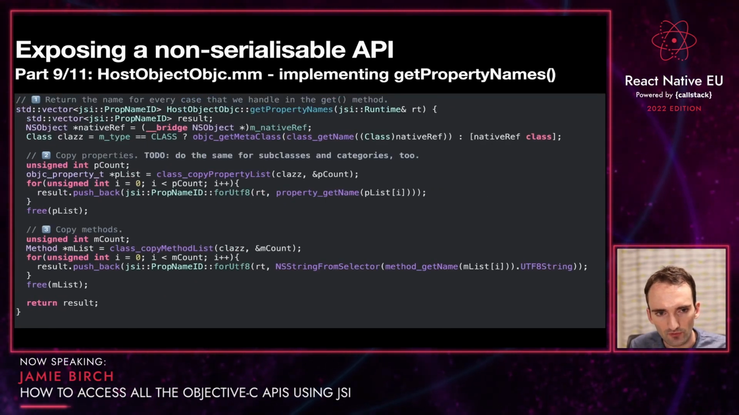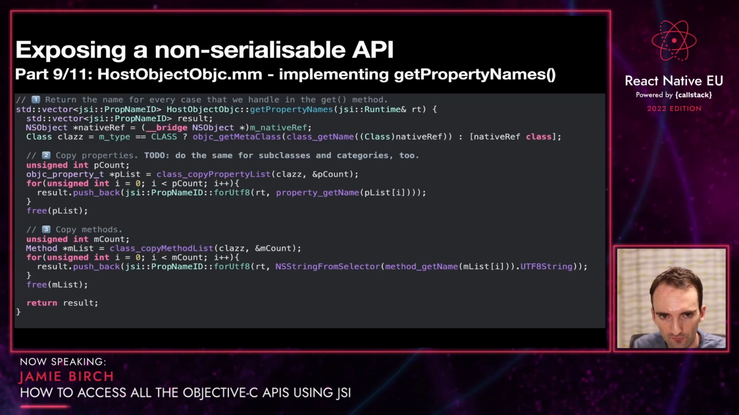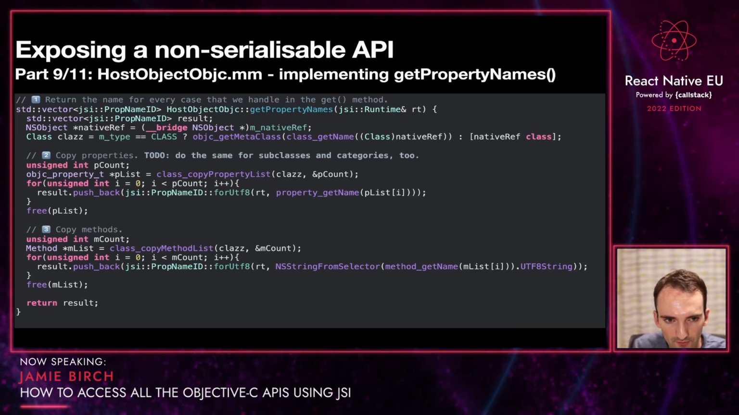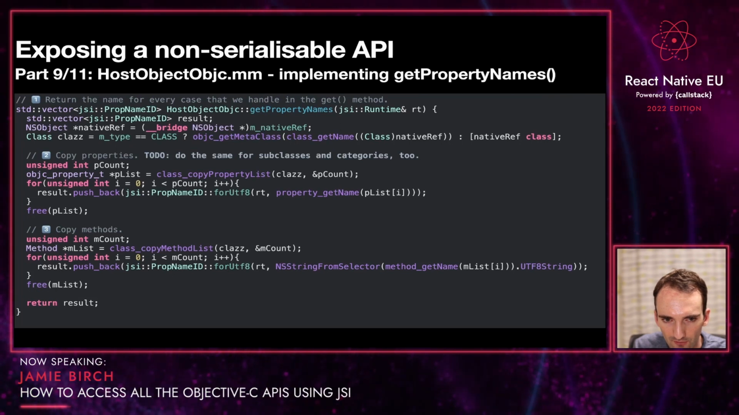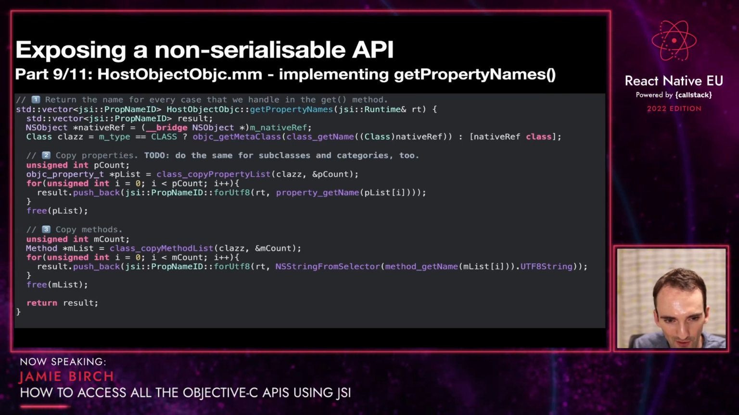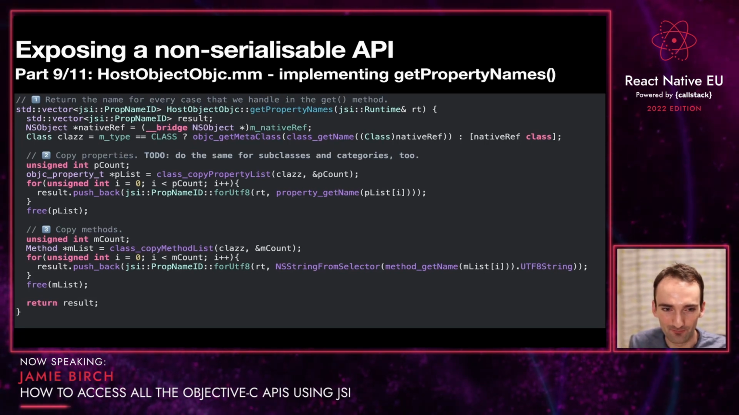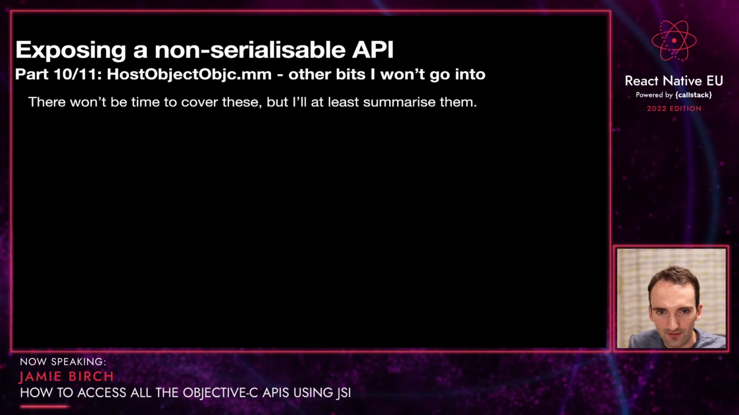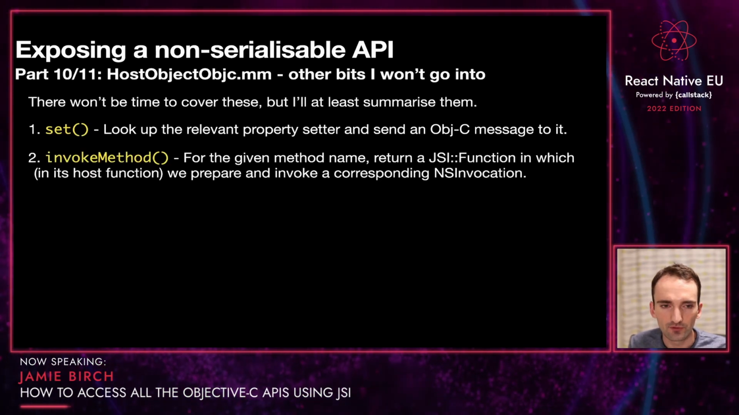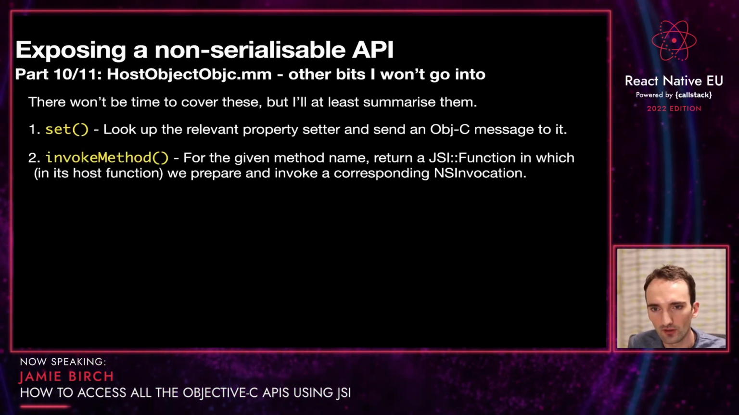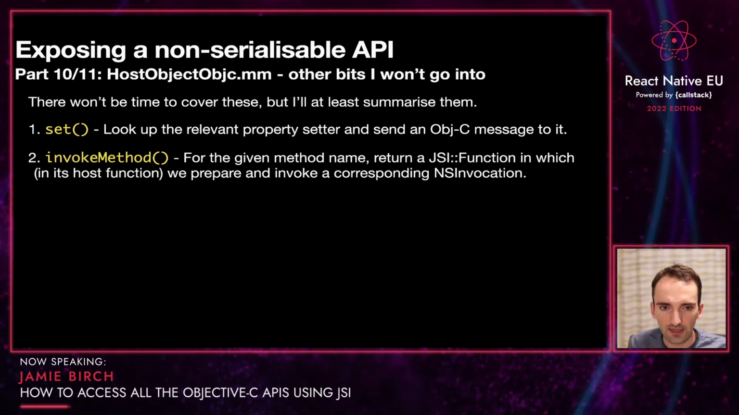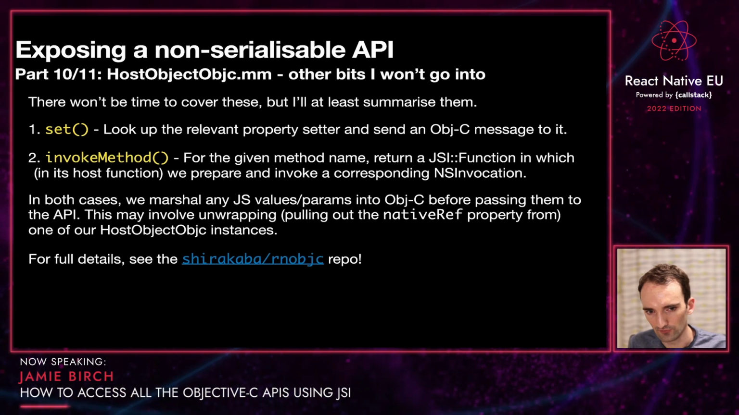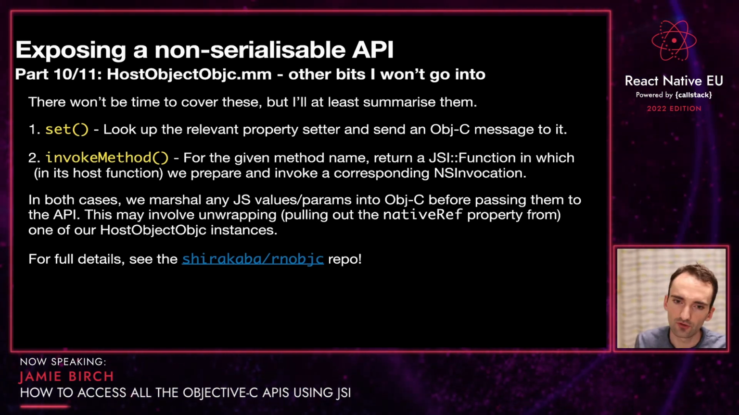Get property names, I'll just breeze over this. Bunch of Objective-C metaprogramming. We will copy the... you know what, I don't have time to go over this, but you can look at that later. Now there are some other things I don't really have time to go into, like, as mentioned, setters and the invoke method implementation, and for both of these I say just check out the shirakaba/rn Objective-C repo.